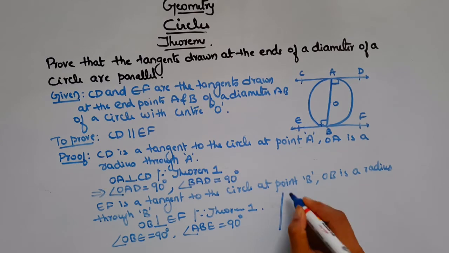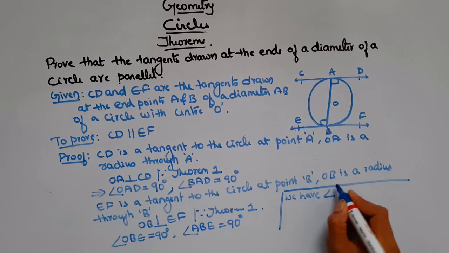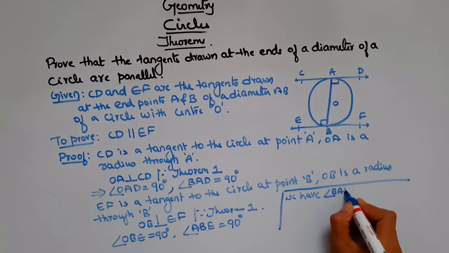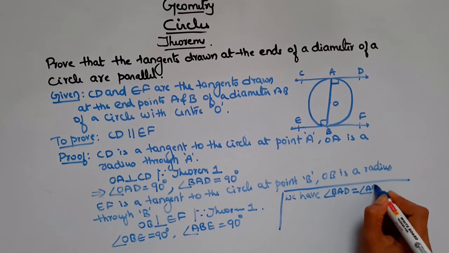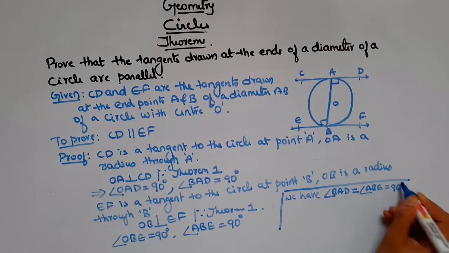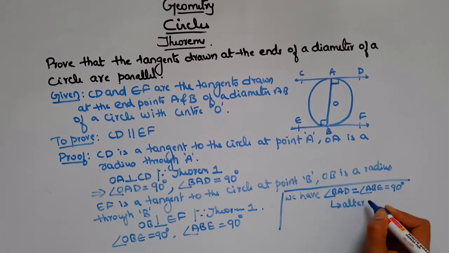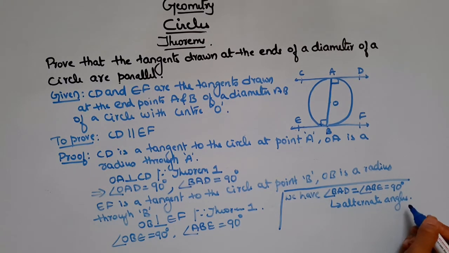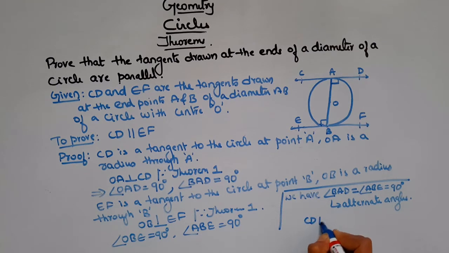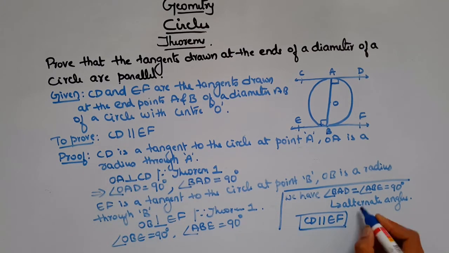So let me write here. We have angle BAD is equal to angle ABE, which is equal to 90 degrees. But these are alternate angles. If alternate angles are equal, then we can say the line CD is parallel to EF. So we had to prove CD is parallel to EF, right? Hence the proof.